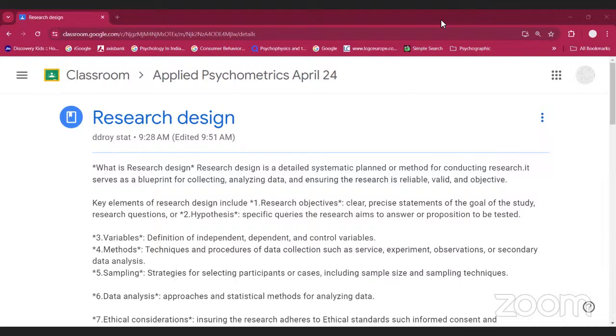Now the next. Key elements of research design include research objectives, clear, precise statements of the goal of the study, and research questions or hypothesis, specific queries the research aims to answer, or propositions to be tested. So first will be the research objective or the research question. After that, you can write down the hypothesis.